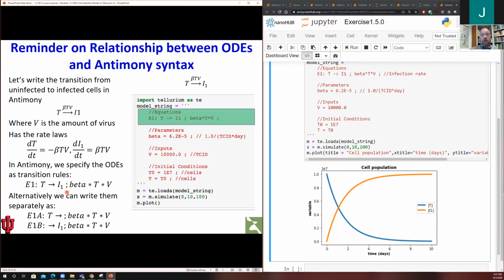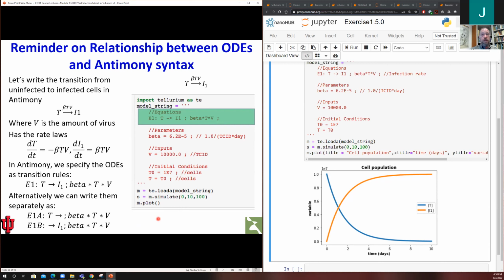Semicolon defines the rate, beta times T times V. So if you look in green, E1 colon T minus caret I1 semicolon beta star T star V, and another semicolon. Semicolons define end of line as well. Okay, many of you have seen this before, maybe not everybody. That's all you need to know to be able to write rate laws.